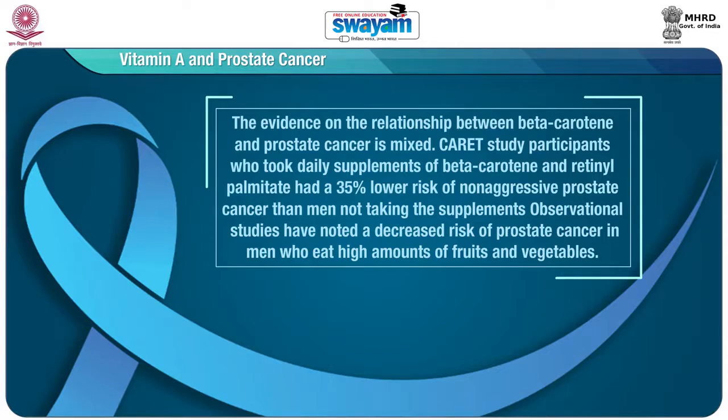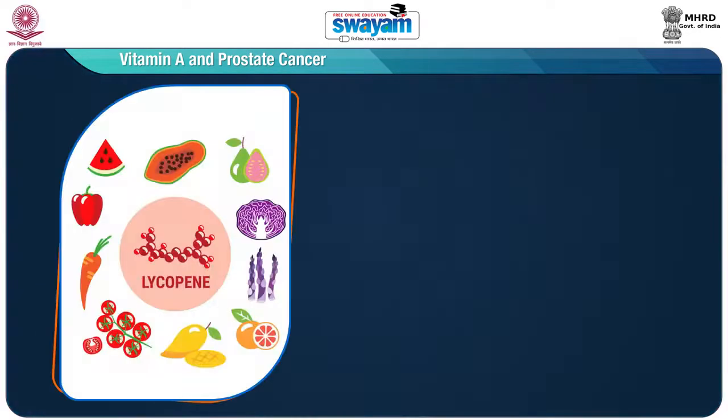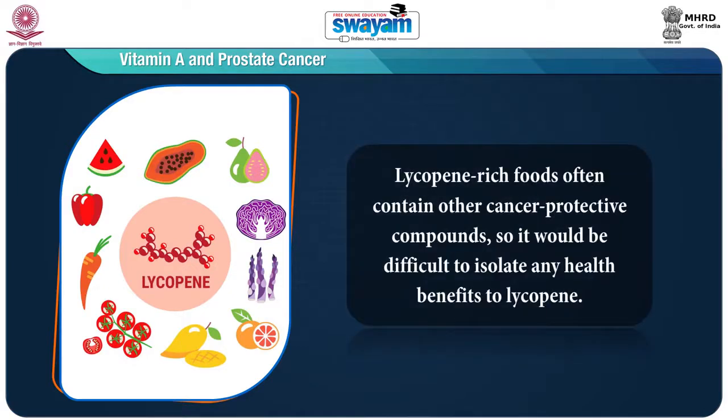Observational studies have noted a decreased risk of prostate cancer in men who eat high amounts of fruits and vegetables. Another review noted that lycopene rich foods often contain other cancer protective compounds. So, it would be difficult to isolate any health benefits to lycopene.